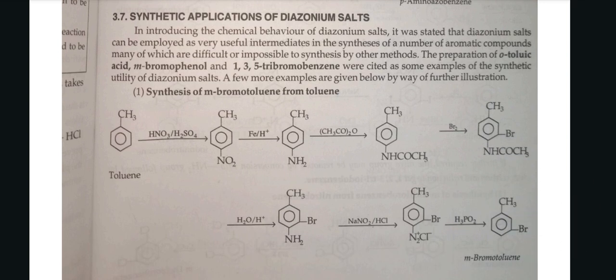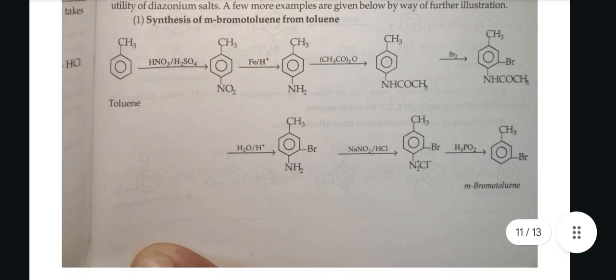First, synthesis of metabromotoluene from toluene. Toluene on reaction with HNO3 and H2SO4 gives nitrotoluene. Then further reaction with Fe/H positive gives the amine, aminotoluene. Then further reaction with CH3CO2 O negative gives the amide, NHCOCH3. Further bromination will attach the Br, and the reaction proceeds by hydrolysis and then NaNO2 with HCl, and lastly reaction with H3PO2 gives metabromotoluene.